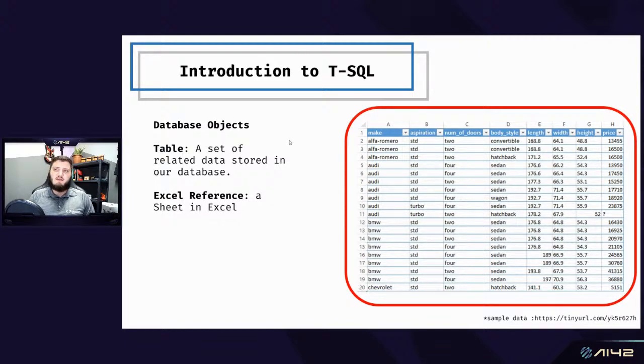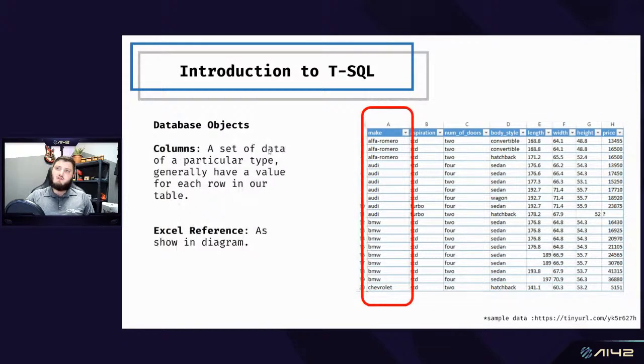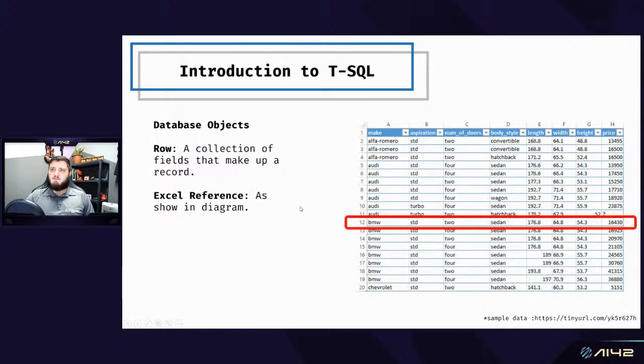Essentially what you're looking at here is the representation of a table. You have all the different data nicely structured in rows and columns. So what is a column? A column is a set of data of the same type. You can see I've selected column A, which is essentially the make of the vehicles from the cars data set. All of the data in there relates to the make or manufacturer of the vehicles. You can go on to column B, which is the aspirations, or column C, which is the number of doors the vehicle has, as shown in the diagram.